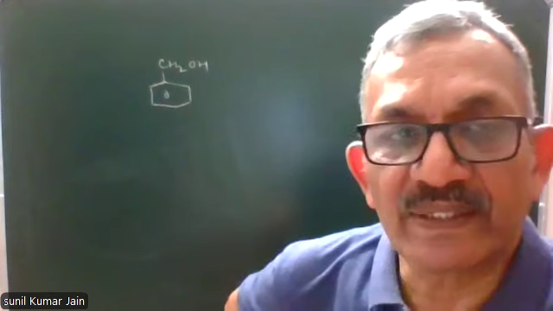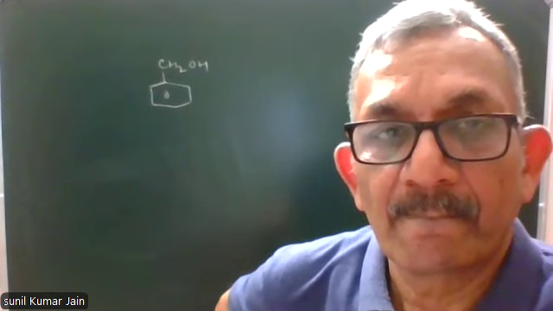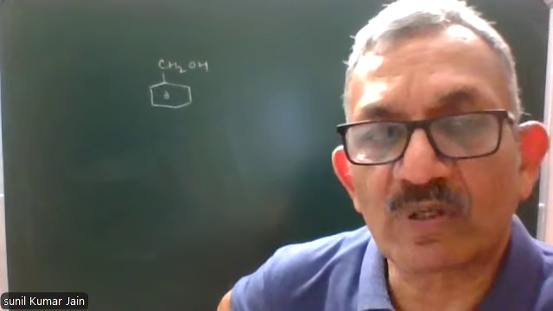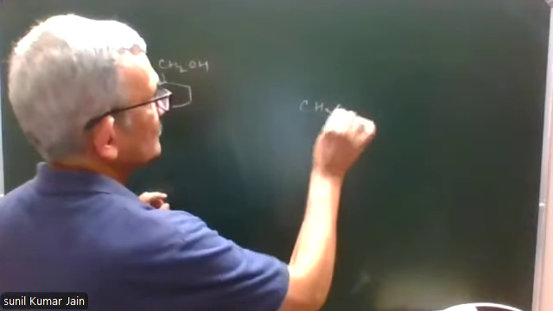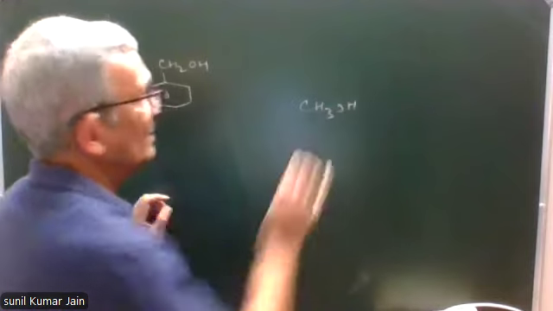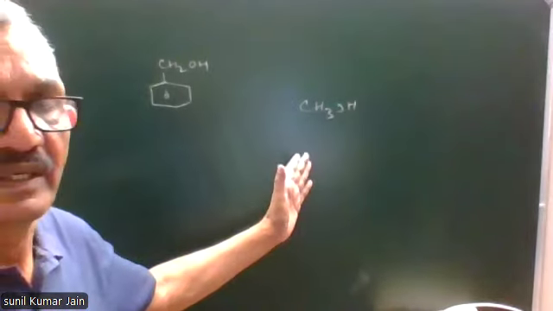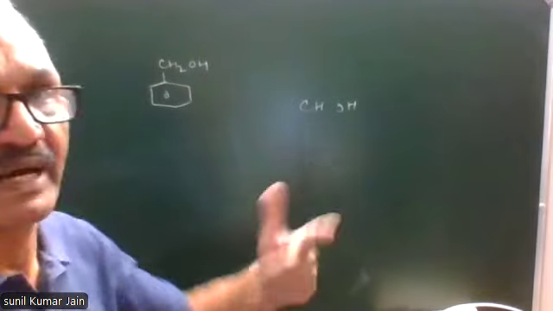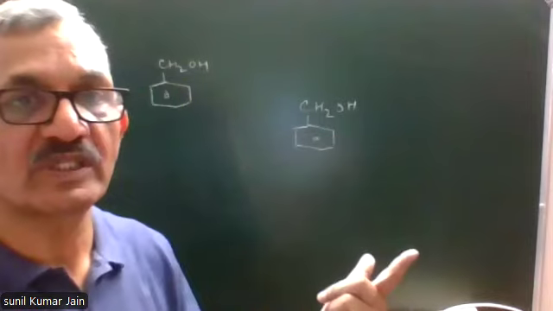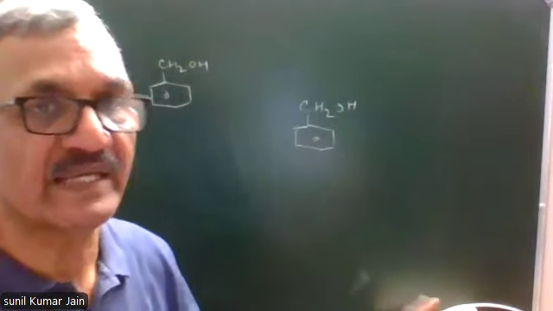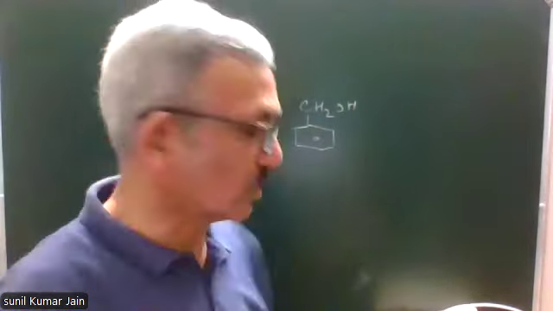Even the IUPAC name you can try. Let it be wrong. Phenyl methanol. Let me tell you: you know this compound is methanol. Replace one hydrogen of methanol by phenyl, it becomes phenyl methanol. So the IUPAC name is phenyl methanol.